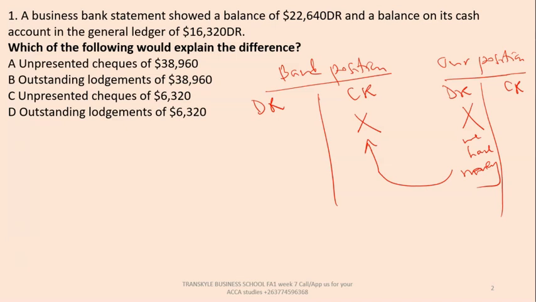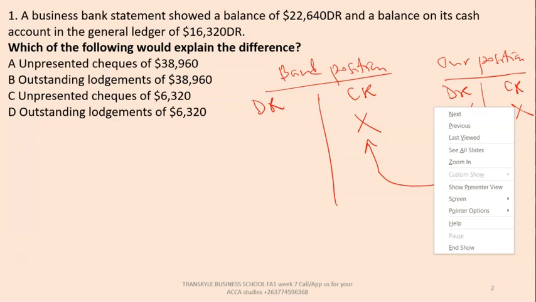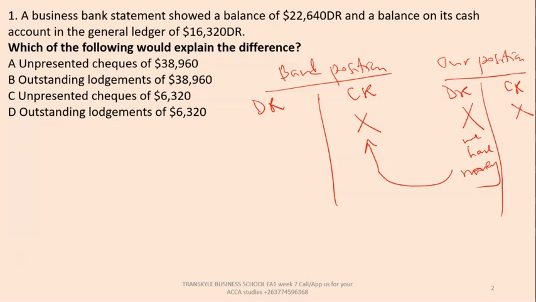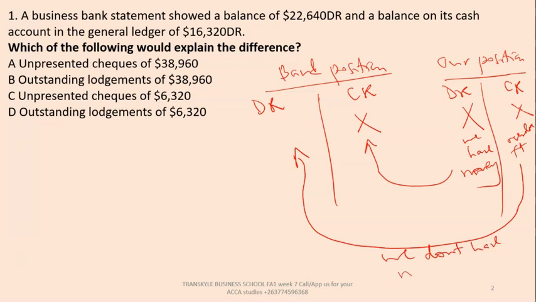If we have got money in the bank, there should be a credit balance. But if we do not have money, if we are in an overdraft situation, that's the overdraft position. Here we don't have money, so the bank statement is going to show a debit balance, which means we are in an overdraft position.